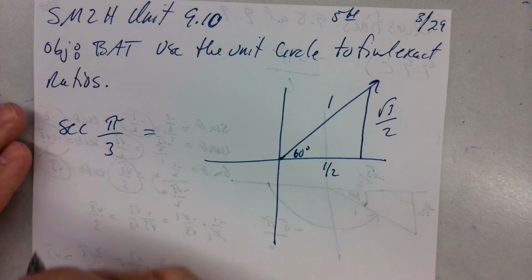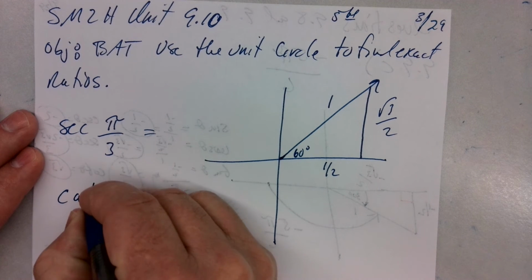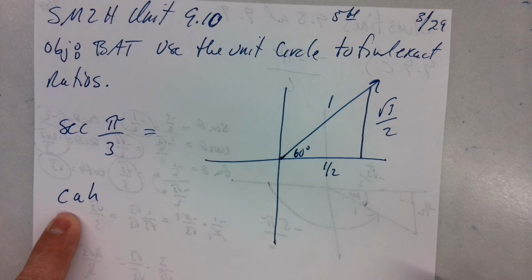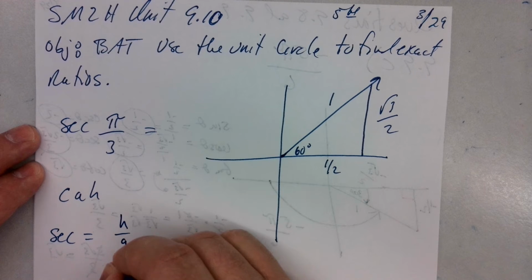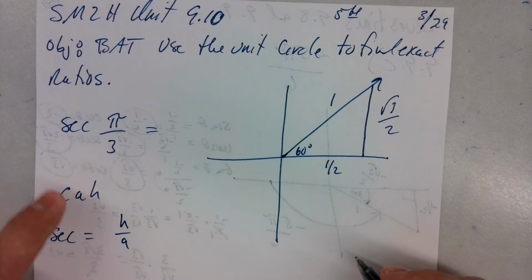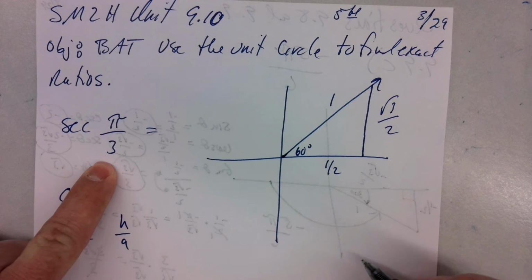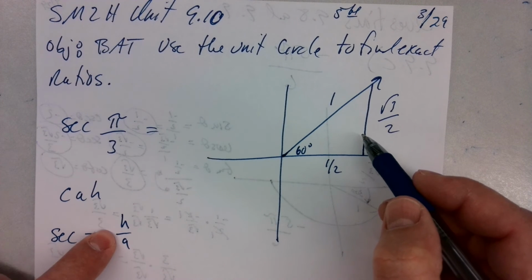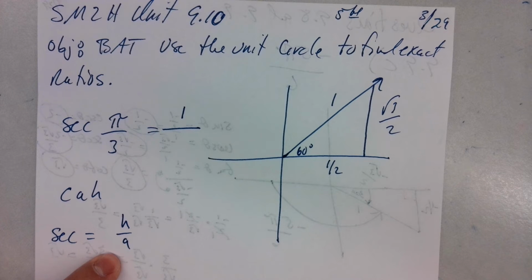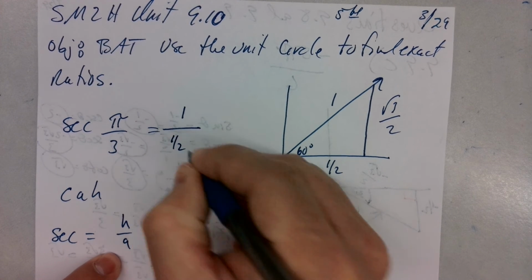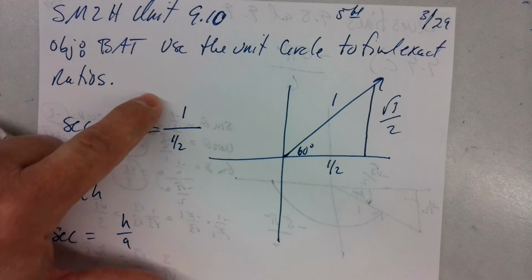And I know that cosine is CAH, right? For SOHCAHTOA, right? So cosine is adjacent over hypotenuse. So secant is equal to hypotenuse over adjacent, right? So now when I want to know the secant of pi thirds, I'm going to come over here and say, well, what's my hypotenuse? 1 divided by what's my adjacent? 1/2, right? Now, how do I do this?